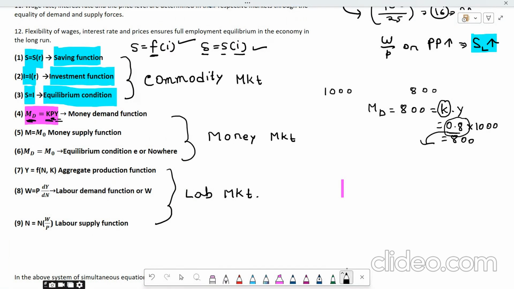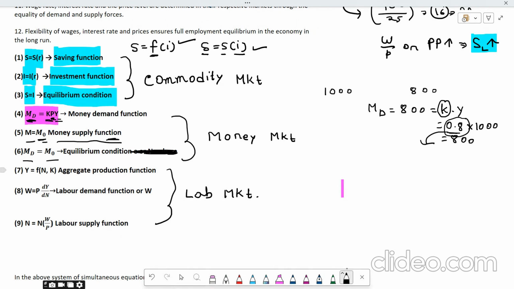Money demand equals K into P into Y. And money supply, we already know money supply is constant. We explained it in the assumption, right? So money supply is given and it is constant and it is M0. M0 is basically representing a constant. The equilibrium condition in the money market is money demand equals money supply, MD equals M0.